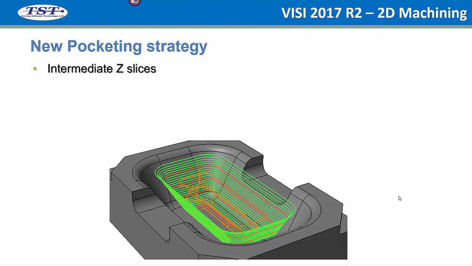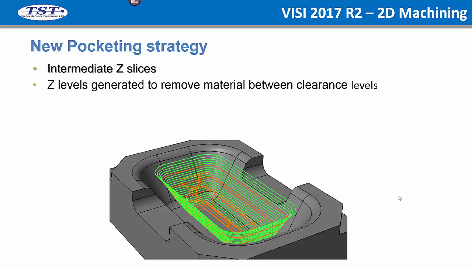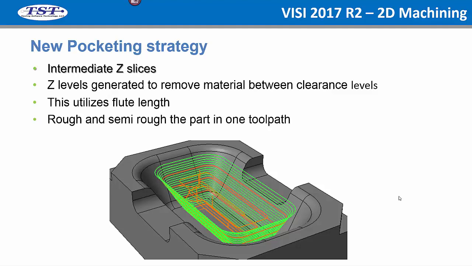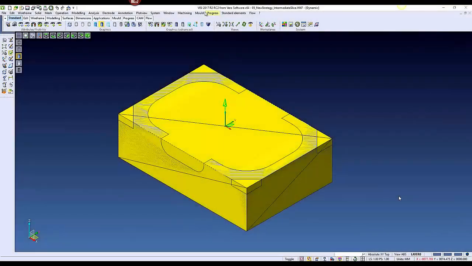Also, a feature of the new pocketing is going to be intermediate slices. What that's going to be doing is kind of a full flute effect, and then come back with some passes to basically create a semi-finish all in the same toolpath, a roughing and a semi all in one. Let's take a look at this in the example that we had shown there.